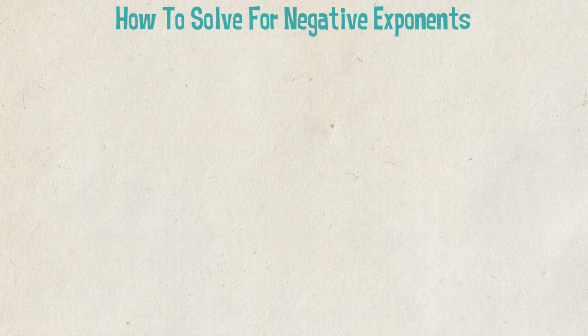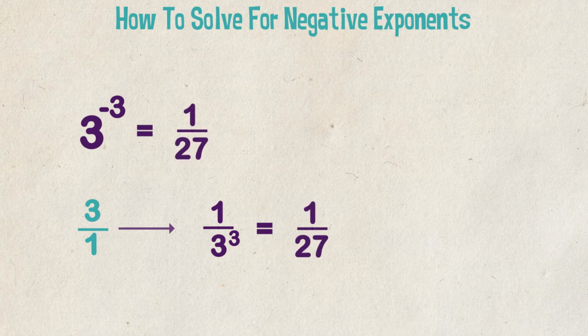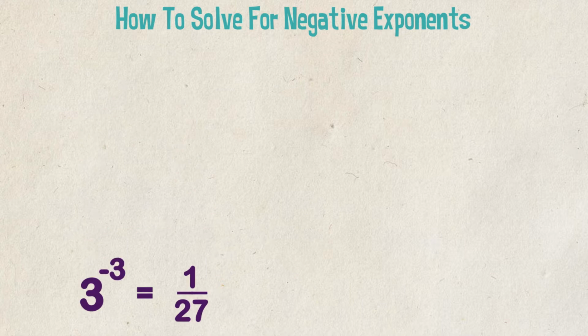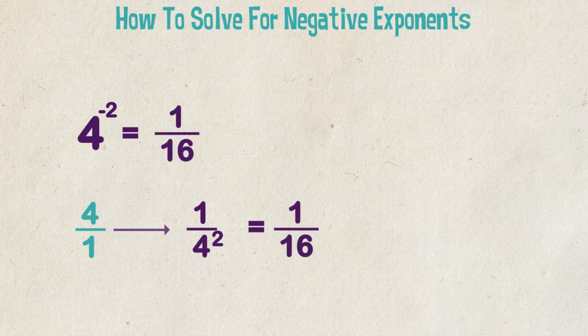Third example, 3 to the negative 3rd power. First, we rewrite 3 to be 1 over 3. We change the index from -3 to +3. 3 to the 3rd power is equal to 3 times 3 times 3, which is 27. So our answer is 1 over 27. Last example, 4 to the negative 2nd power. We change 4 to be 1 over 4. We change the index from -2 to +2. We know 4 times 4 is 16, so the final answer is 1 over 16.